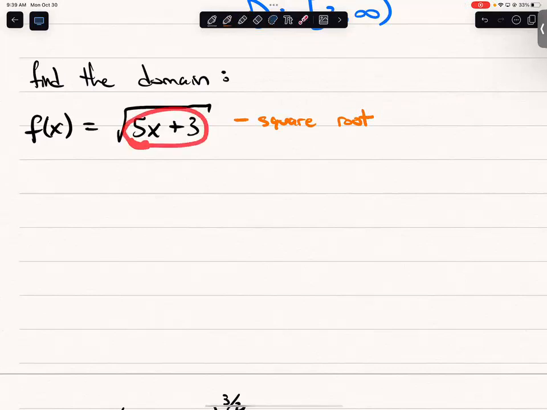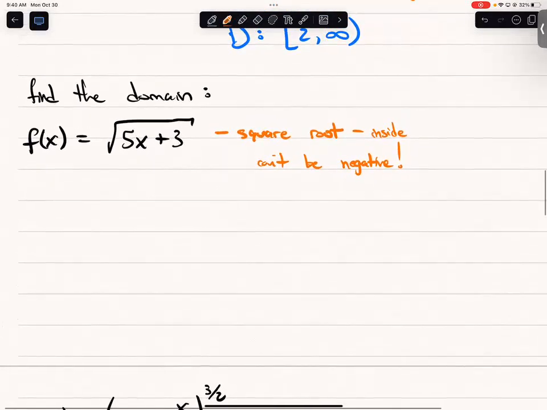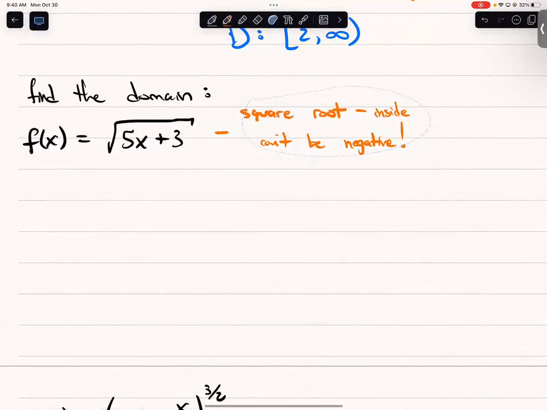The whole thing being imaginary, which would mean that the stuff inside or underneath is negative. The inside can't be negative, otherwise the whole thing would be imaginary. Okay, well, just like we did with rational stuff, the way we figured out where it is defined, what its domain is, was by figuring out first where it's not, right? There, we took the denominator and set it equal to 0 and then said, okay, well, the domain's everything else, right? We do the same thing here.